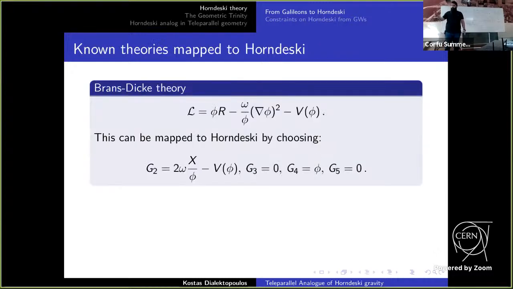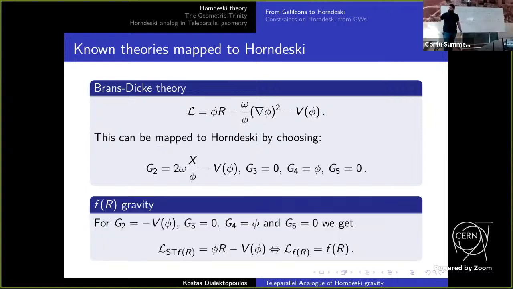Of course, this is a huge theory, and subclasses of it are known scalar tensor theories like Brans-Dicke. So if you take the G2, G3, G4 and G5 to have this form, you end up with Brans-Dicke. If you write down f of R gravity as a scalar tensor theory, you can map this also to the Horndeski action. And of course, it contains infinite subclasses of other theories as well.